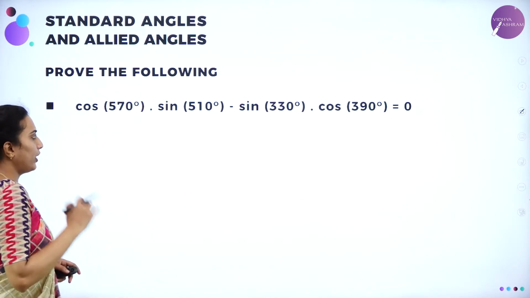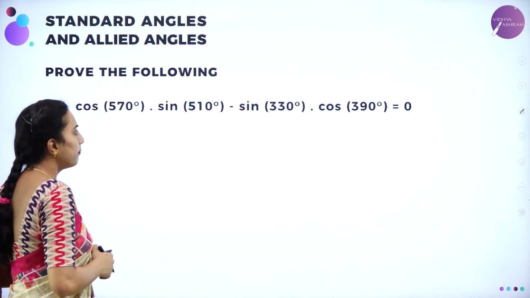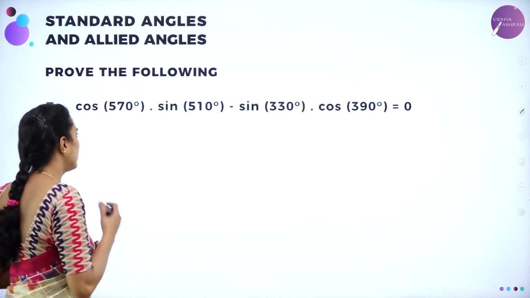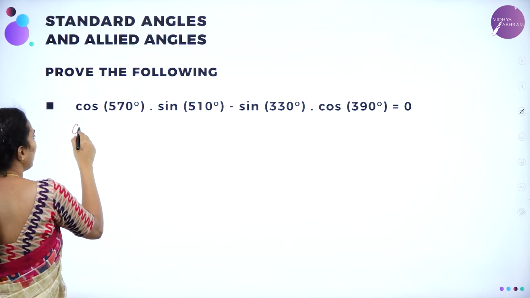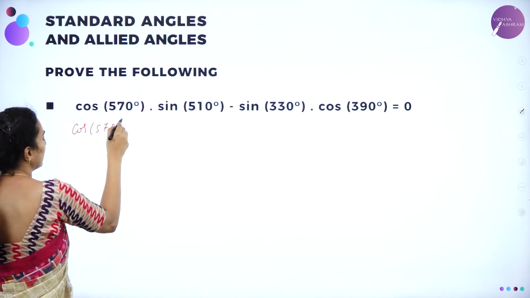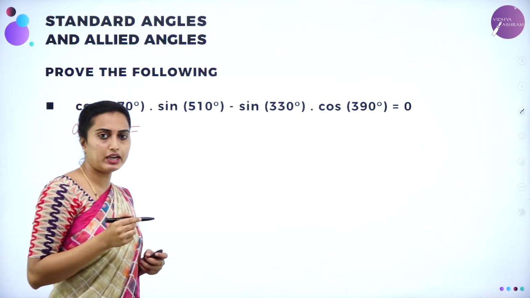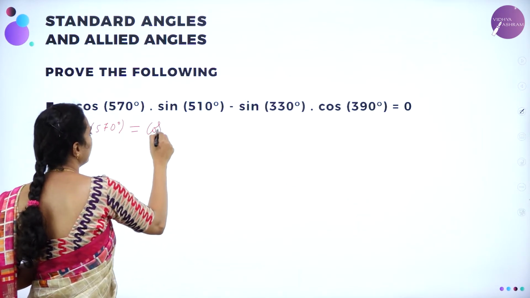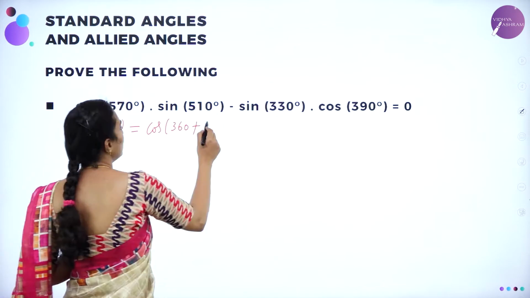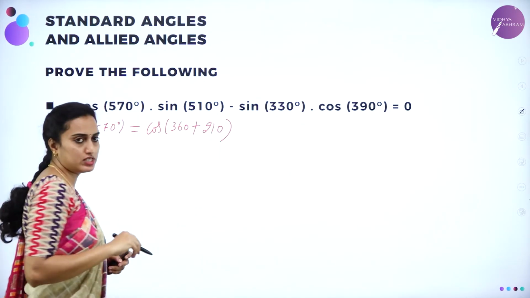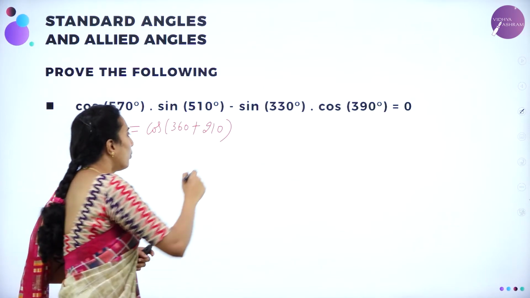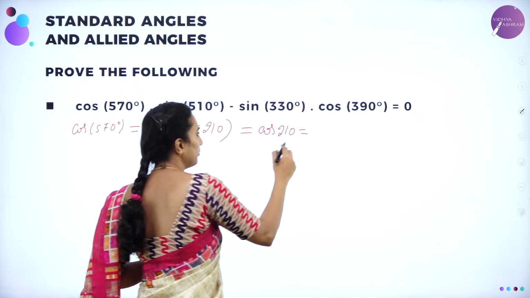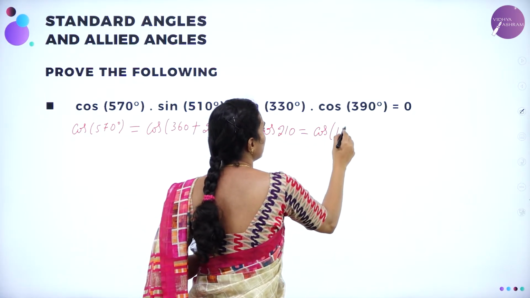Prove the following: cos 570 degree, sin 510 degree, minus sin 330 degree, cos 390 degree. I am going to give you the value here. You can substitute and find out it is equal to 0. Cos 570 degree can be written as 360 plus theta. Therefore, cos of 360 plus 210, correct? 360 plus 210 is 570, which is nothing but cos of 360 plus theta is cos theta, cos 210.